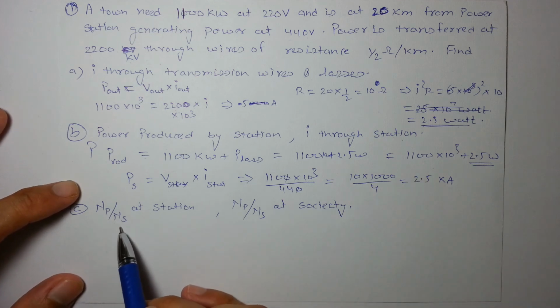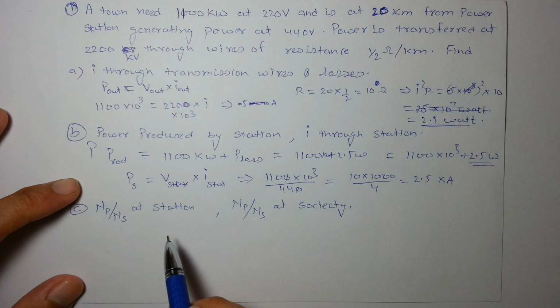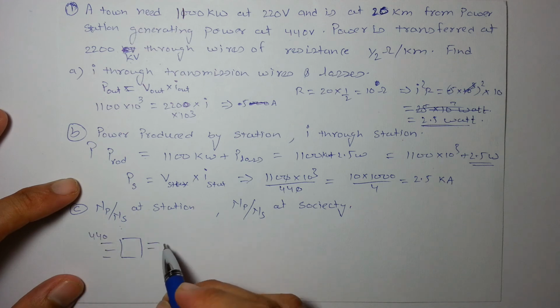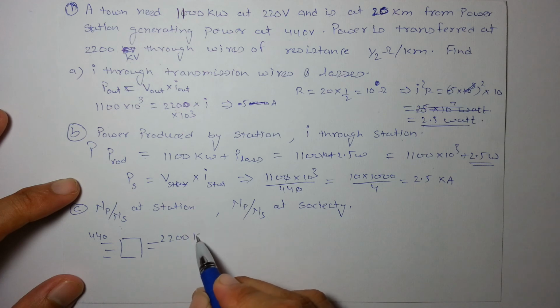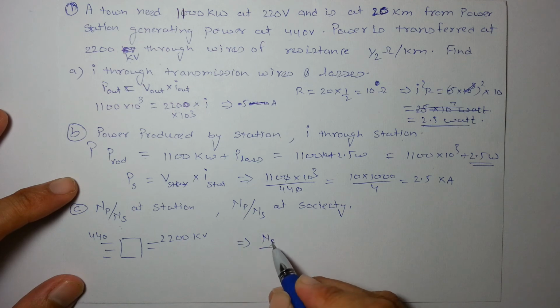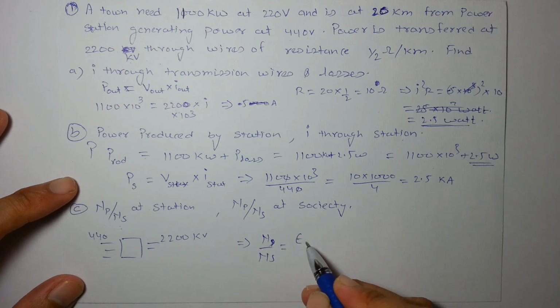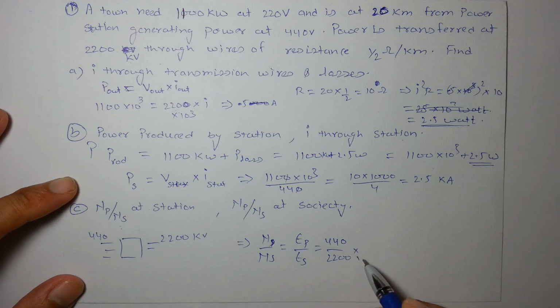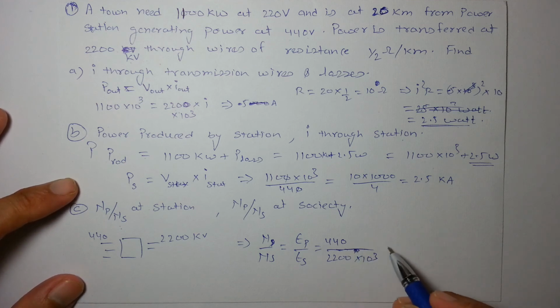What about number of primary, number of secondary? That is at the station. So at the station, what is it doing? 440 is the input and 2200 kilovolt is the output. So we can say number of primary to number of secondary is EMF primary to EMF secondary, which is 440 by 2200 into 10 to the power 3 in the denominator. So we get around 10 to the power minus 3 by 5.